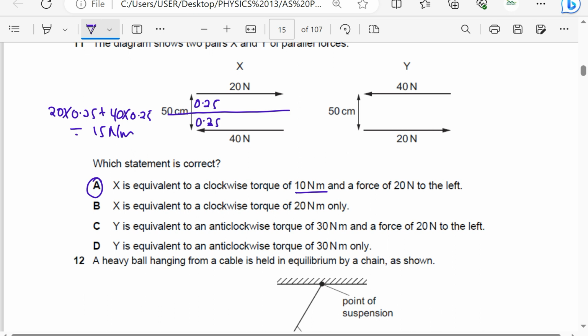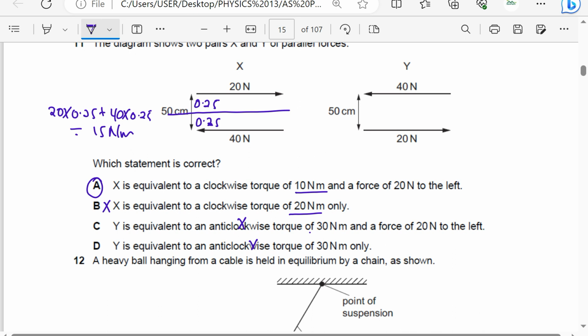So that made B wrong, because it says it is equivalent to a clockwise torque of 20 Newton meters only. The maximum is 15. And this one is saying it is anti-clockwise. This is automatically clockwise. It can't be anti-clockwise. So it means C and D are wrong. Automatically C and D are wrong. But then what makes A correct, yet it is 10 Newton meters?